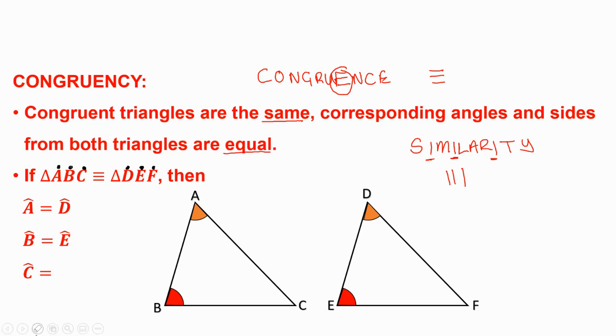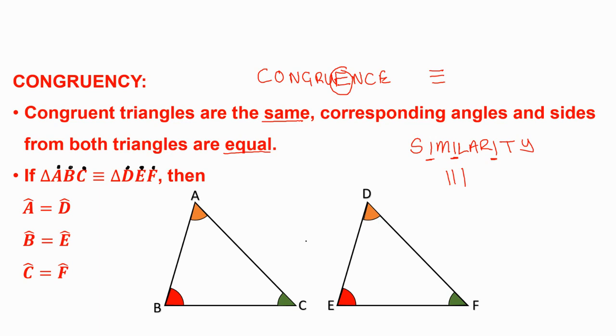Angle C. Angle C is equal to what? This is angle C. Angle C is equal to F. This is angle C and angle F. So when triangle ABC is congruent to triangle DEF, then angle A is equal to angle D, angle B is equal to angle E, angle C is equal to angle F.